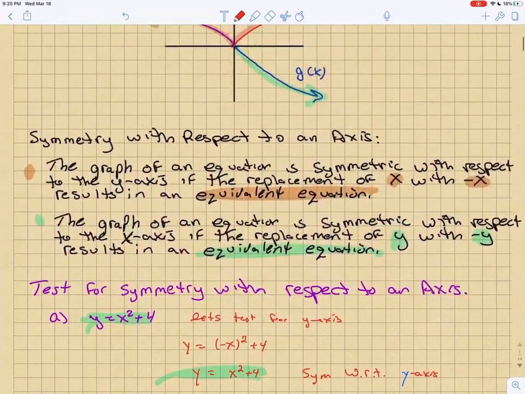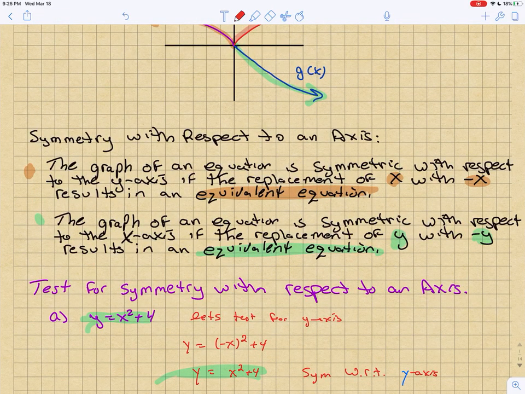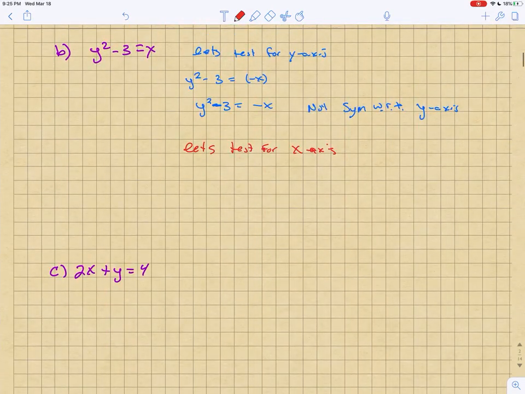And again, according to the definition up here, I'm going to replace y with the opposite of y. Here's a quick reminder. If I'm testing for the x-axis, I replace y with the opposite of y. If I'm testing the y-axis, I replace x with the opposite of x. So whatever that axis is, it's the opposite variable that I'm replacing. So we're going to replace y with the opposite of y.